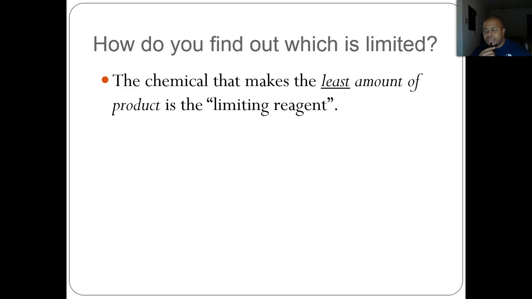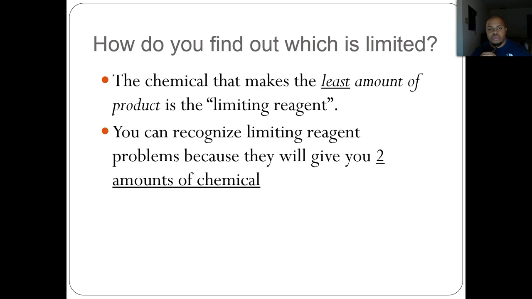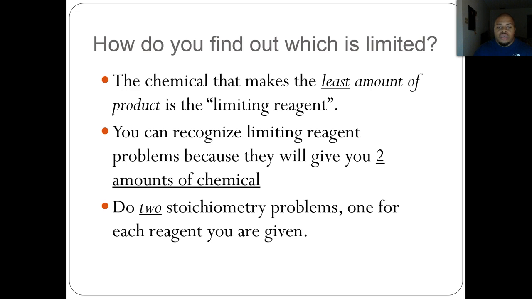How will I know which one makes the least amount of product? This is where that math comes in. If you can recognize the limiting reactant problems, you'll be a couple steps ahead of the game. Usually you'll know this because they give you 2 amounts or 2 quantities in the equation. What do I mean? Well, 2 stoichiometry problems, one of them will give you the reactant.